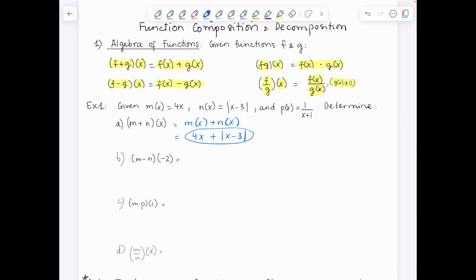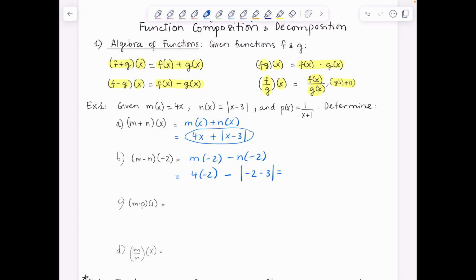Let's look at the second example. This time, instead of x, we actually have a value that we can evaluate. So let's first translate it to m of negative 2 minus n of negative 2. Function m is defined by 4x, with x being negative 2, we can substitute negative 2 in for x in the m function. And then minus n of negative 2. N is defined by absolute value of x minus 3, but x is now negative 2. So we substitute negative 2 for x, and we have this.